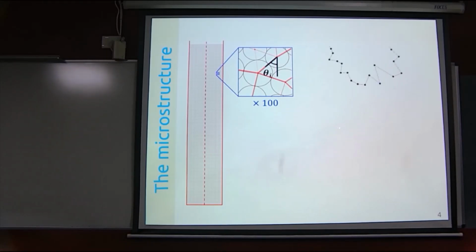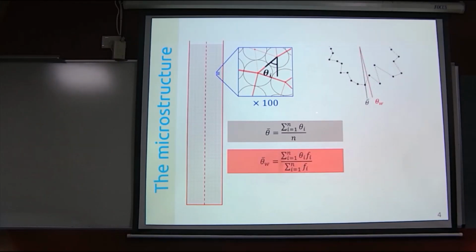We can plot the contact angle distribution in each of these grids, and we can clearly say that this is anisotropic. So we can estimate a mean orientation at this grid point. We can also estimate a weighted mean, where we include the information of the contact force, taking the contact force as the weight.